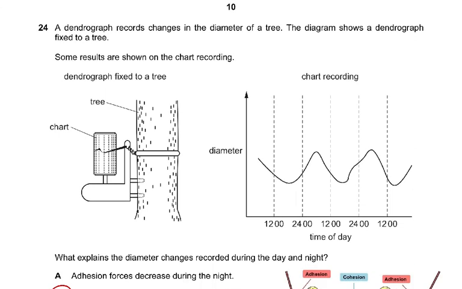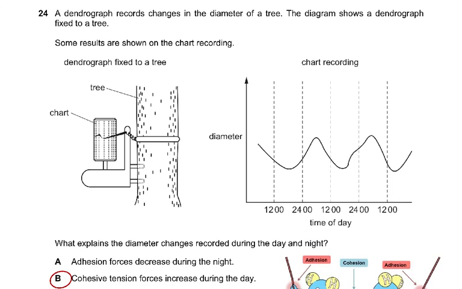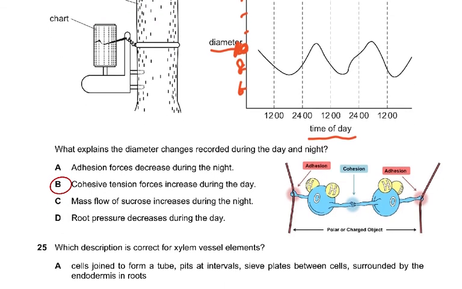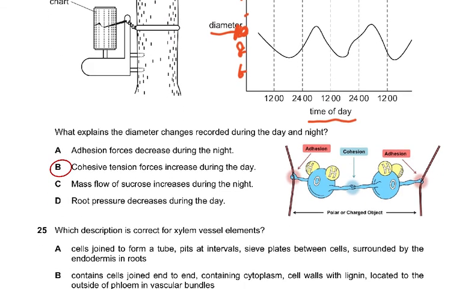Then we have question 24. A dendrograph records changes in the diameter of a tree. The diagram shows a dendrograph fixed to a tree. Some results are shown on the chart recording. You have the diameter of the tree. I always say, put some figures on it. So if this was 10, so it is decreasing, 10, 8, 6, something like this. And then this was the time of the day. What explains the diameter changes recorded during the day and night?